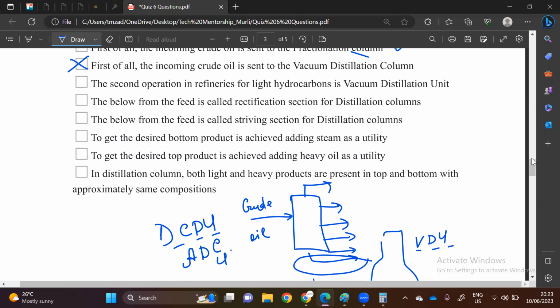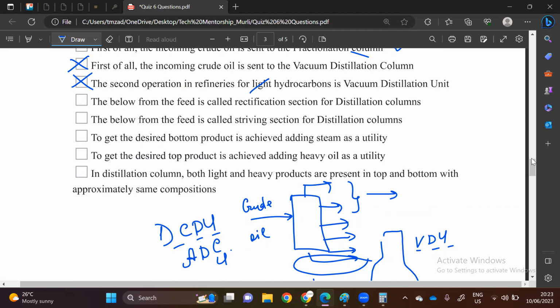The second one is vacuum distillation unit. The second operation in refiners for light hydrocarbons is vacuum distillation unit. This is also false. Why? Because we said that this is for heavy hydrocarbons, not light hydrocarbons. These light hydrocarbons will be processed as valuable products for the upcoming sections, not in the vacuum distillation unit.